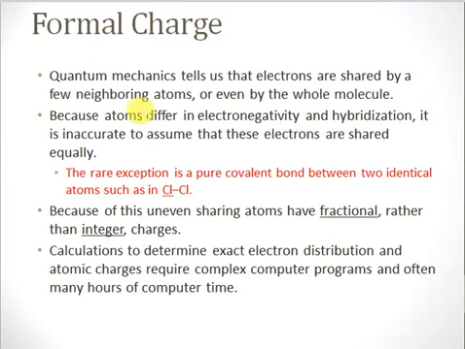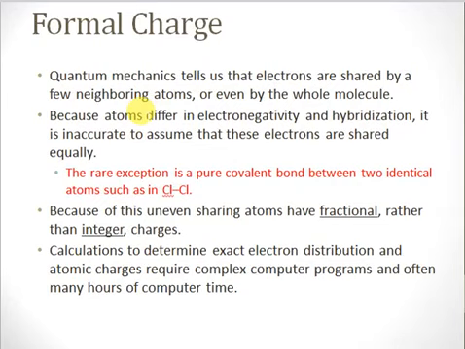So from quantum mechanics, we know today that electrons are shared between neighboring atoms, or they can even be shared by the whole molecule, right? Secondly, because atoms differ in their electronegativity and also differ in their hybridization, we cannot assume that electrons are shared equally, right? Whenever you have two different atoms, whatever the electronegativity difference between them, electrons are not shared equally.